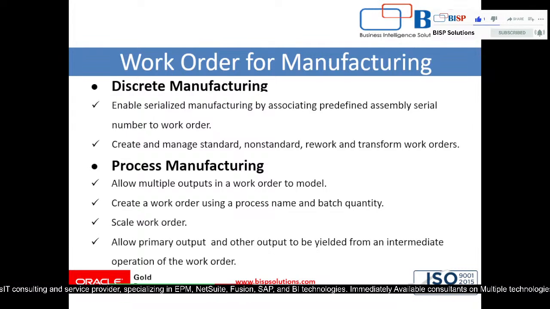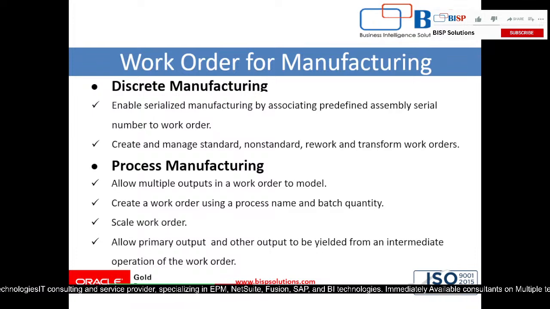So work order for manufacturing. The production supervisor can use the manage work order page to efficiently create and manage our discrete manufacturing order as well as the process manufacturing work order, right? The manage work order page is designed for easy navigation and capturing the minimal mandatory information to quickly create and update your work order. So it also allows you to create and mass update your work order, right?